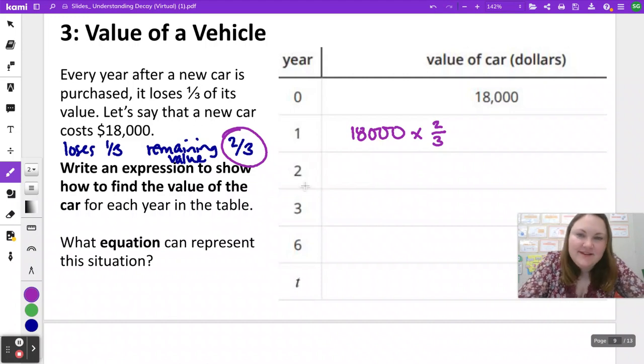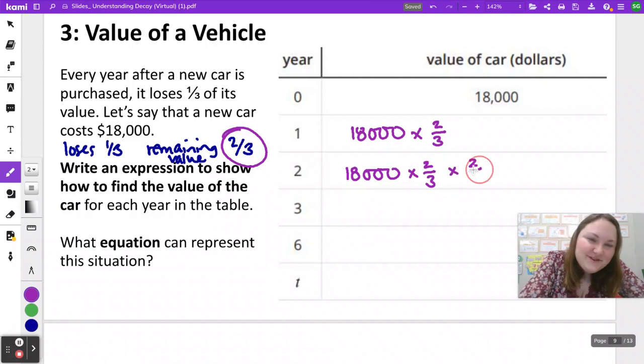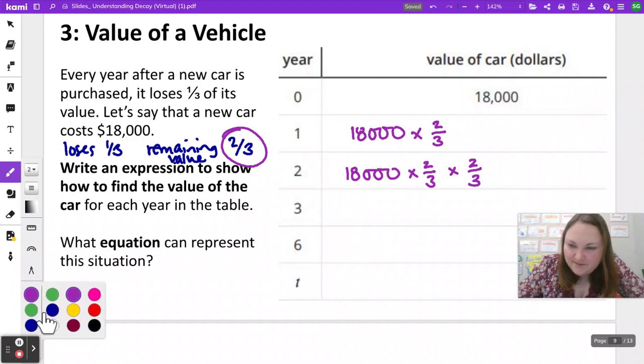All right. To get to year 2, remember, I don't need an answer from year 1. For year 2, I know we're starting at a value of 18,000, and it's losing value. Two-thirds of the value is remaining after 1 year, and then two-thirds of the value is remaining after 2 years. If you did get an answer for this first part, I'm going to put it in red.